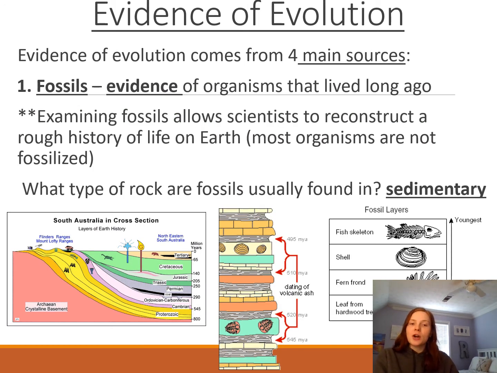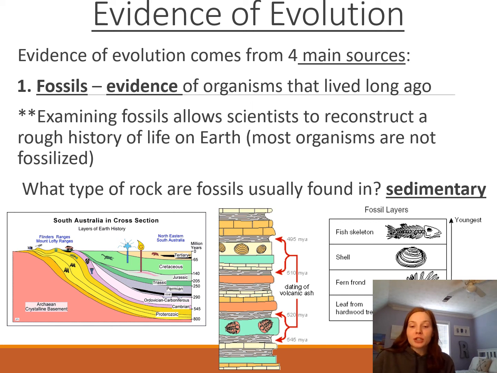So the first one we're going to talk about, there's 4 main sources of evidence for evolution. The first one is going to be fossils. This is the one you're probably most familiar with because in 7th grade they tend to spend a lot of time talking about fossils. So fossils provide evidence of organisms that lived a long time ago. And so this is really cool because we get to see organisms that don't exist now on Earth, but did at some point. And so through examining fossil evidence, we can make a rough history of life on Earth.